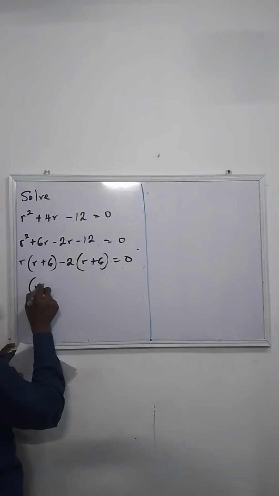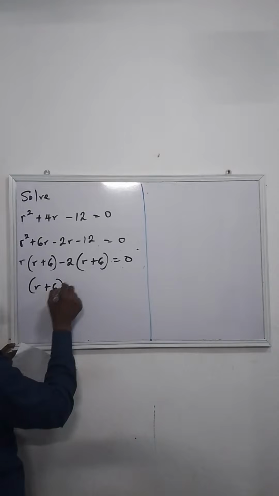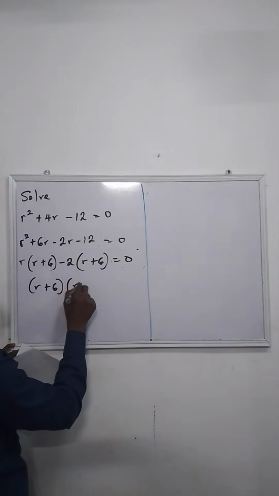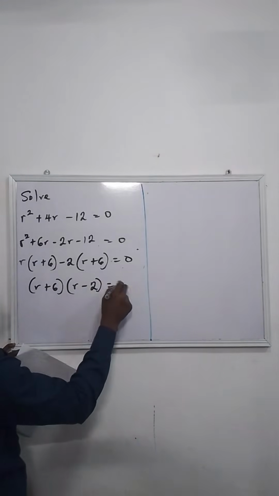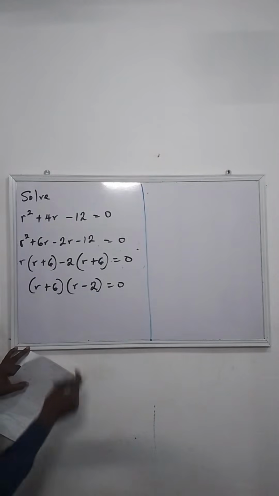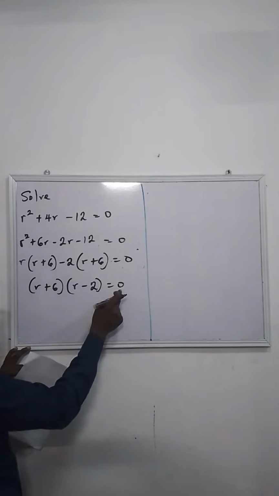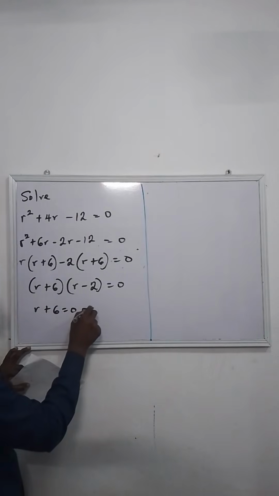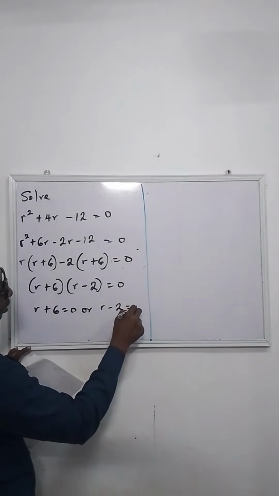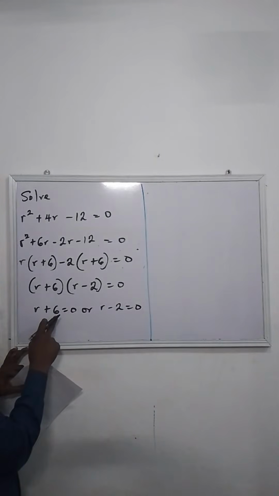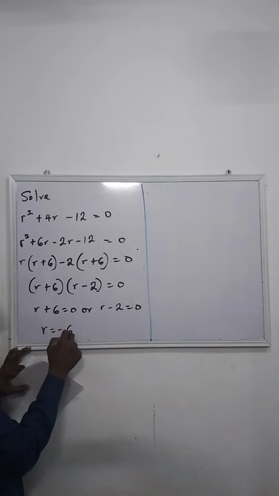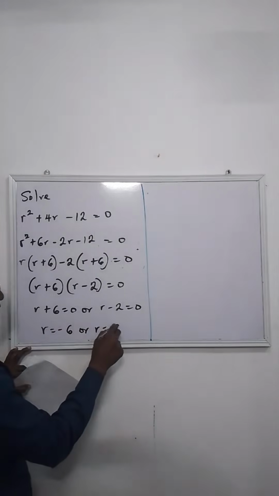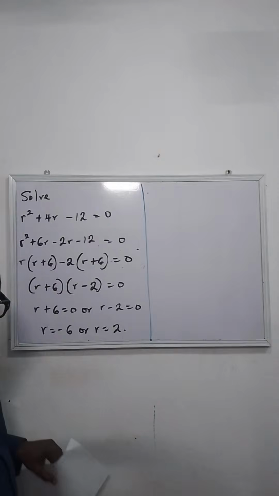So when you factor out that, you have r plus 6, and you are left with r minus 2 equals 0. Two entities multiplying each other to give 0, so it's either r plus 6 is 0 or r minus 2 is 0. You can transpose 6. So we have r equals negative 6 or r equals 2. So that is the answer to that problem.